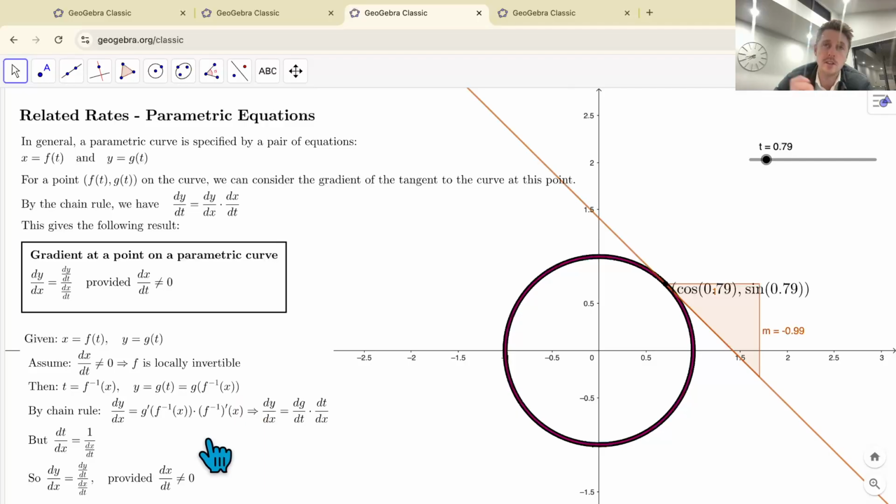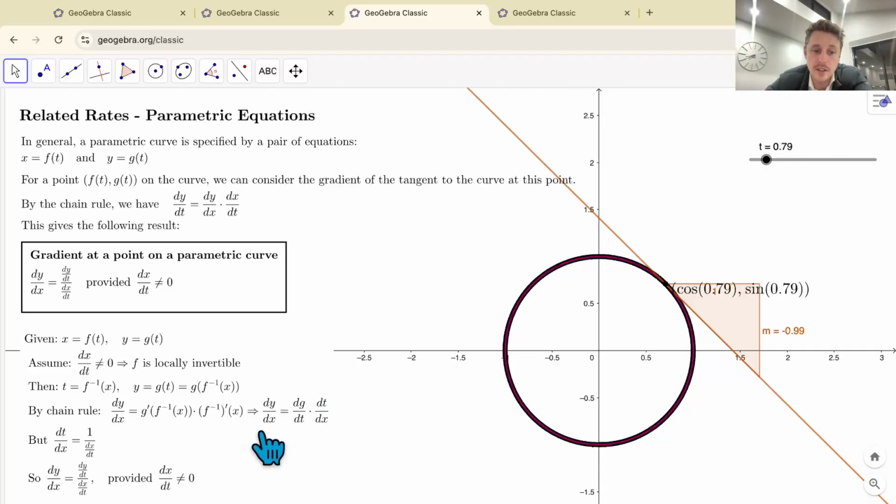And now, because we've got a composition of functions, we can use the chain rule. For dy/dx, the derivative of this with respect to x, remember the chain rule says take the derivative of the outside, leaving the inside the same, and then multiply by the derivative of the inside. So we're going to get g dash of f inverse of x, times the derivative of f inverse of x.